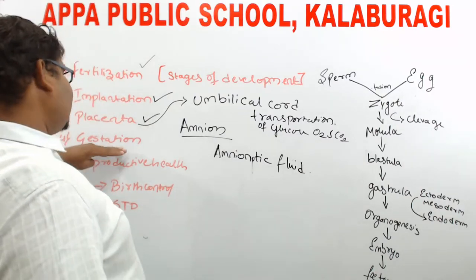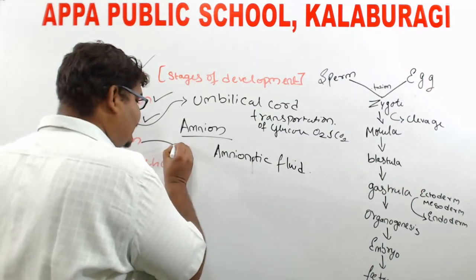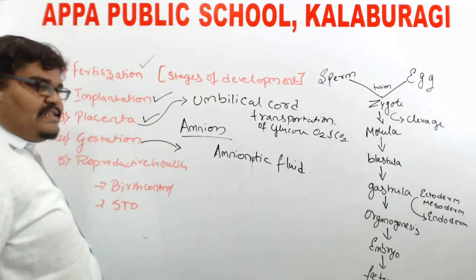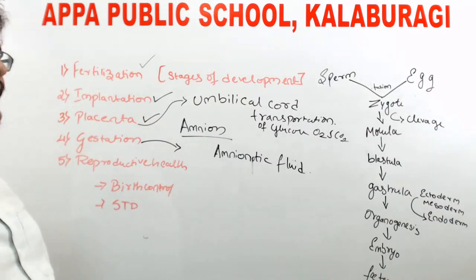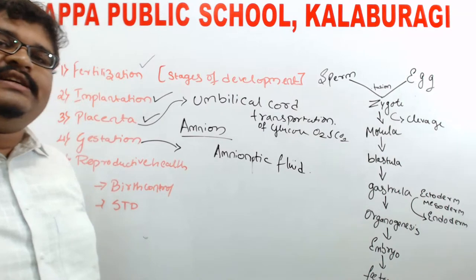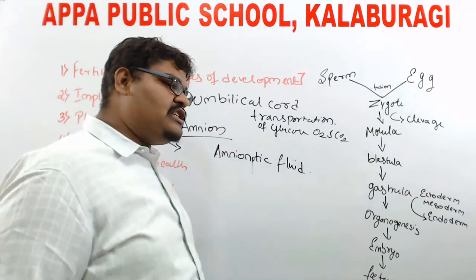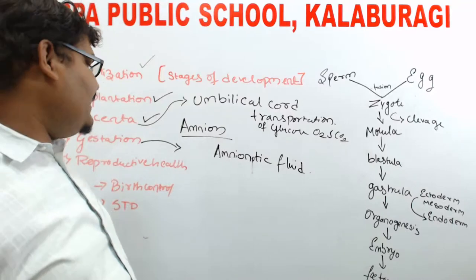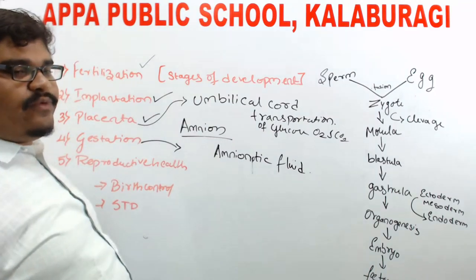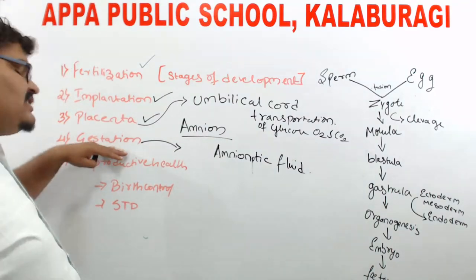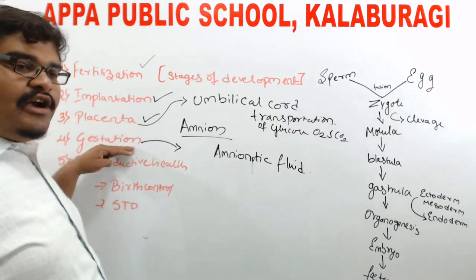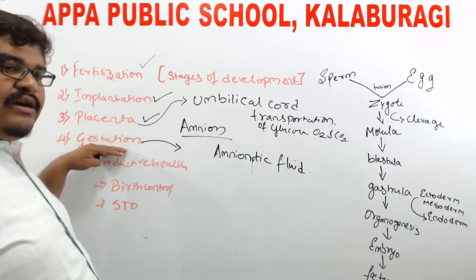So next is gestation. What is gestation? Gestation can simply be called pregnancy. Implantation usually takes place after 1 week of fertilization, and once implantation takes place, only then can we say that she has conceived or she is pregnant. That is what gestation is: the period of pregnancy, or simply the pregnancy.